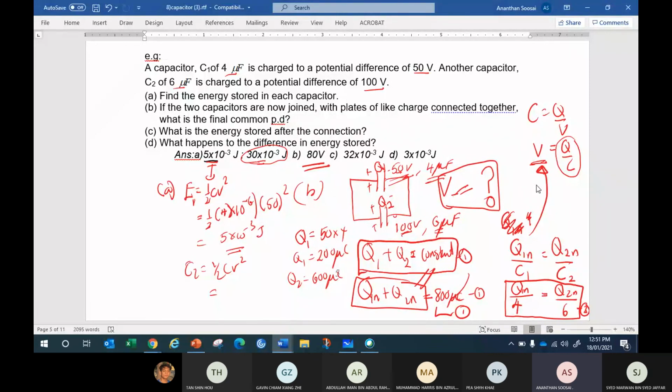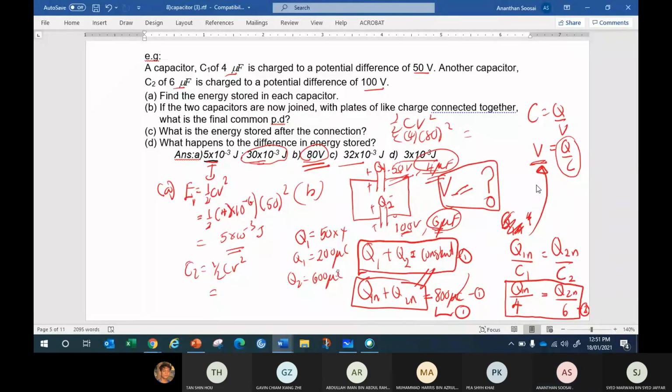Now, what is the new energy stored in both capacitors? You know the common voltage is 80 volt. You know the capacitance is 4 microfarad and 6 microfarad each. So you just use half CV squared, right? For 4 microfarad, you put C as 4, V you put 80 squared, and you get the energy. Energy is found to be 32 over 3 times 10⁻³ joule for each of them.